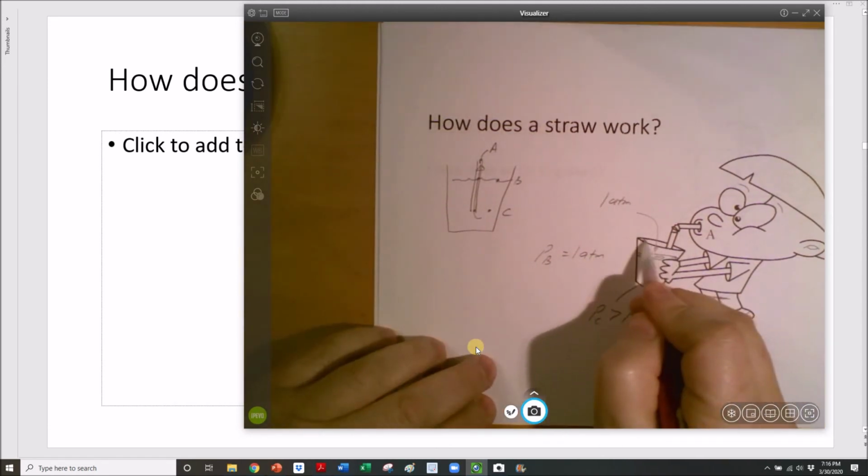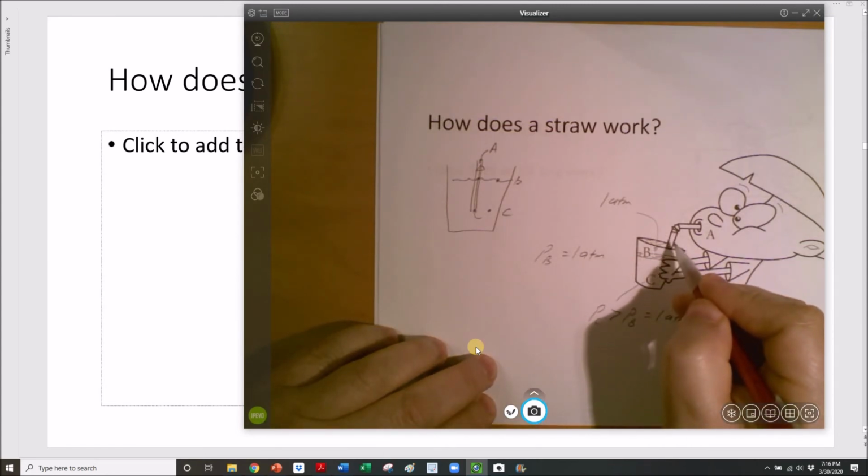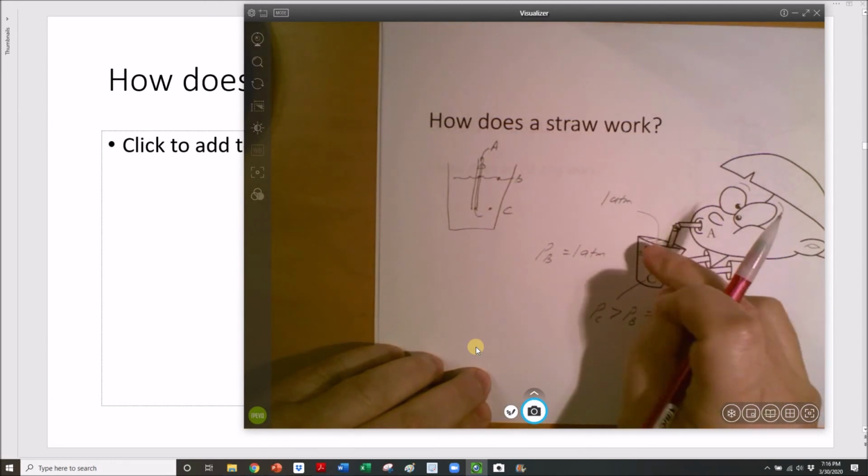If you were to seal the top of this so that the atmosphere could not get into it, then you wouldn't be able to suck any liquid up the straw, okay? Because the pressure inside wouldn't increase. It would decrease as the water level goes down.